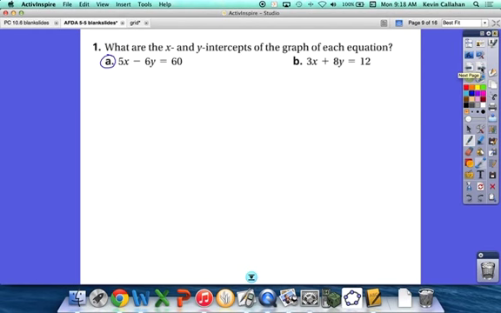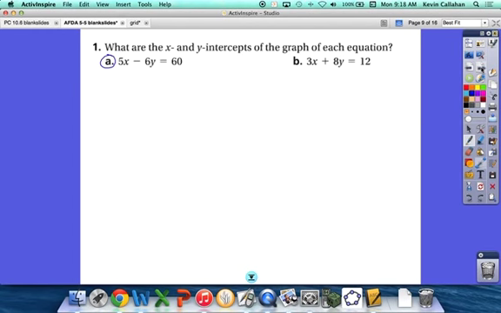So, what are the x-intercepts and the y-intercepts of this equation? 5x minus 6y equals 60. Again, what is the strategy? Substitute zeros, solve for the other.